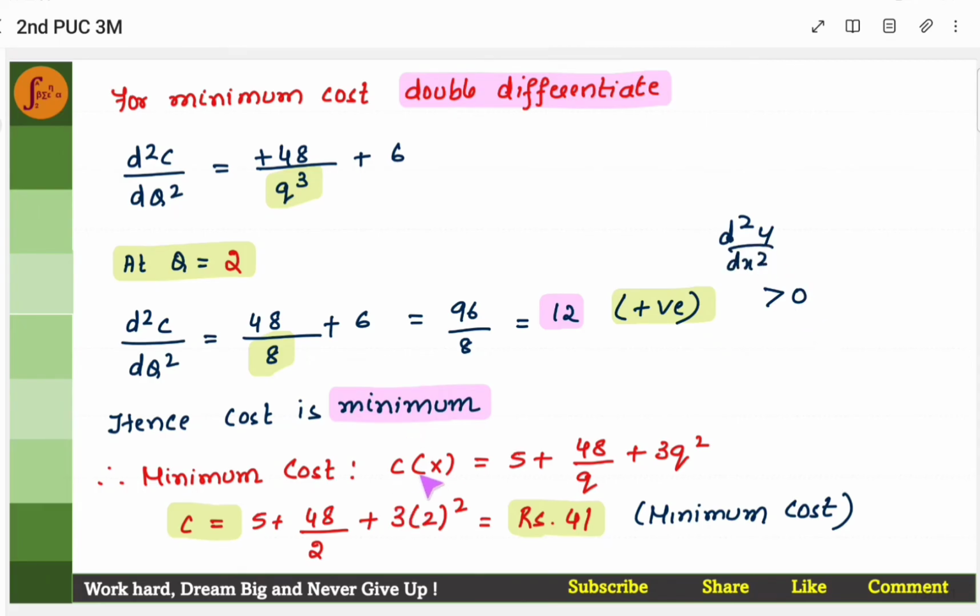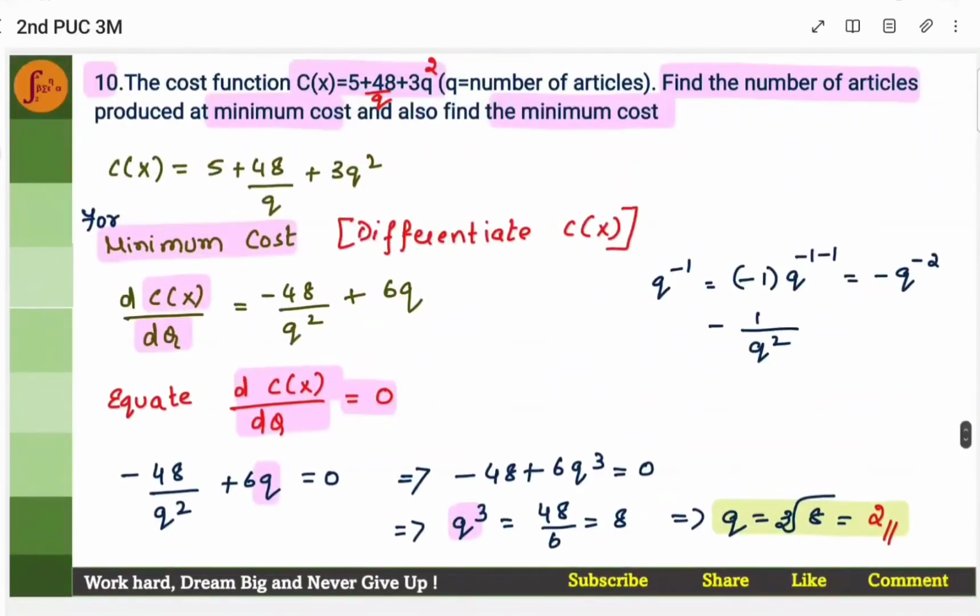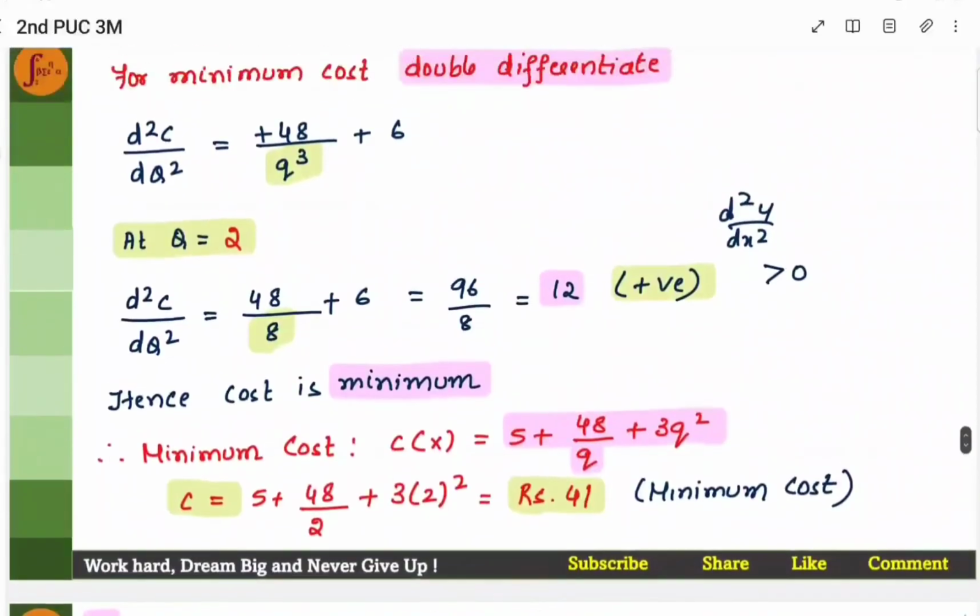So minimum cost. Now how do I find the actual cost? Whatever value of Q you have obtained, put it in the original function. Remember, not in the derivative, in the original function. This is the original function, right? In this function, you put the value of Q, and you'll get the minimum cost, rupees 41.